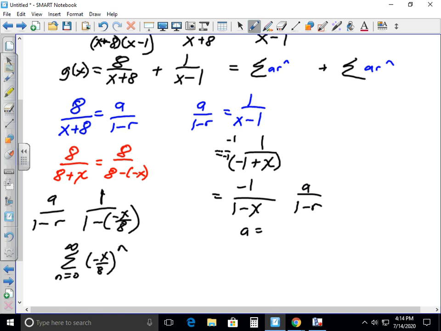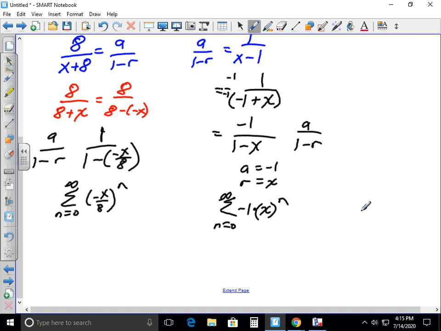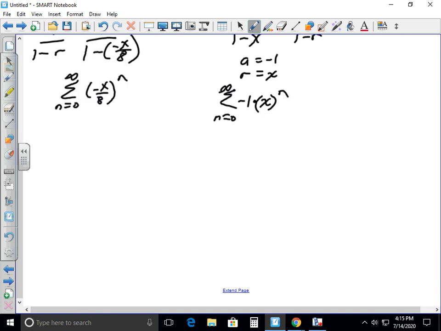So in this case, A is negative 1, R is x. So for this series, we get negative 1 times R to the n. So our total is going to be the sum from n equals 0 to infinity, negative x over 8 to the n, plus the sum from 0 to infinity of negative 1 times x to the n.